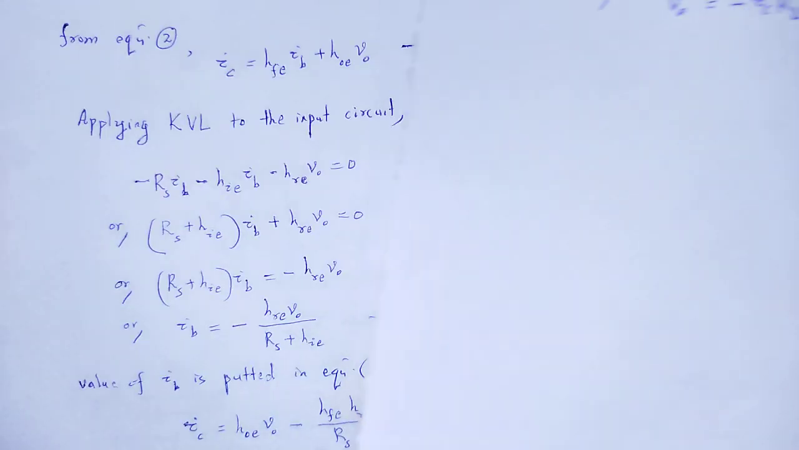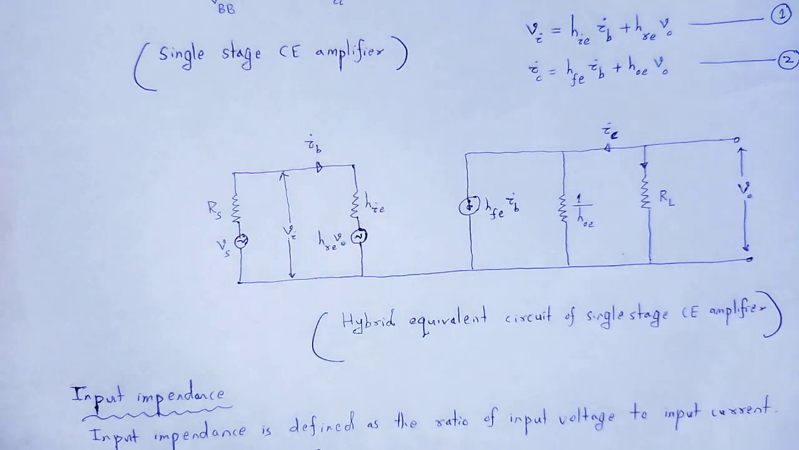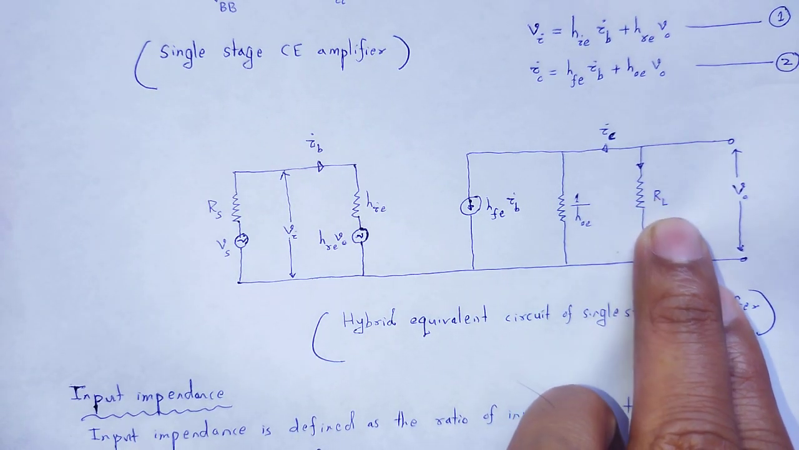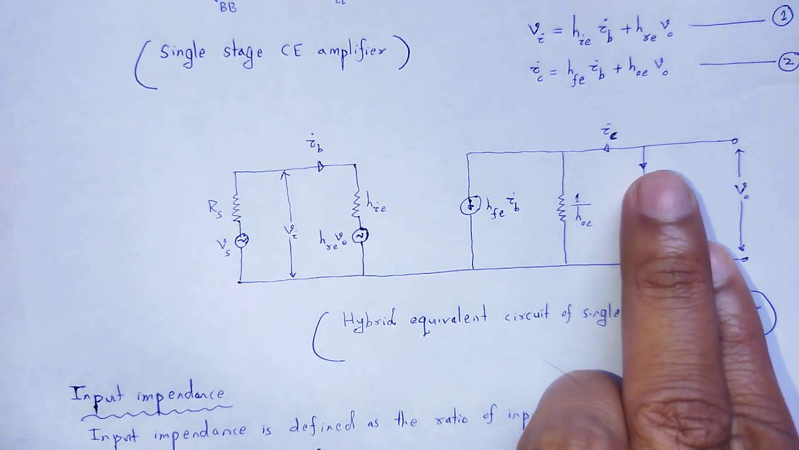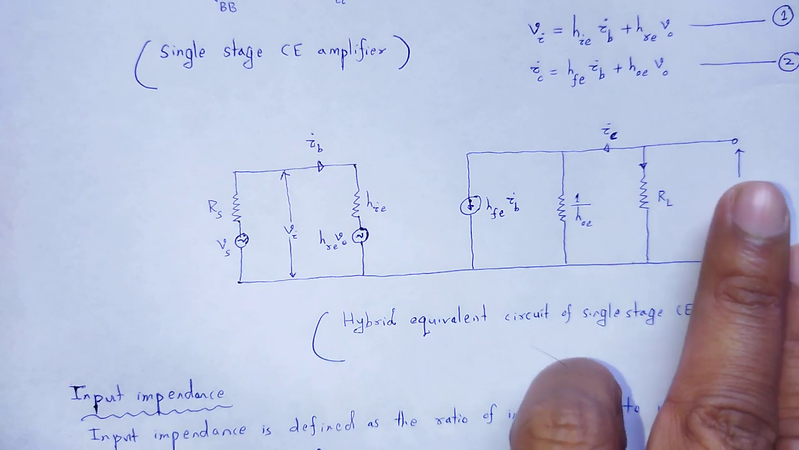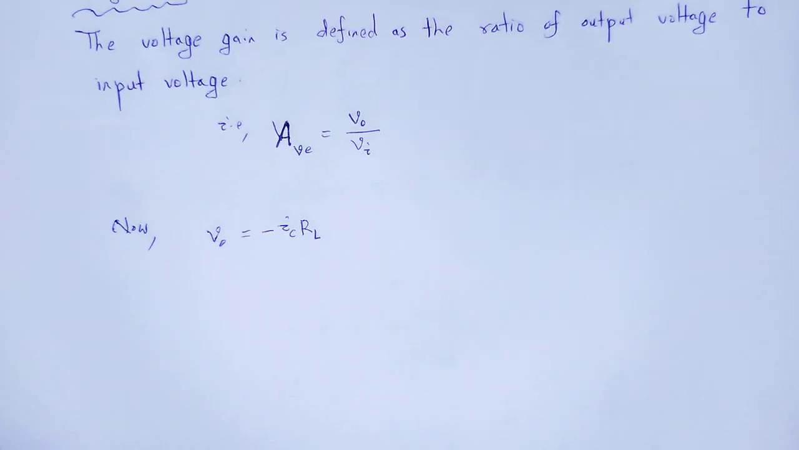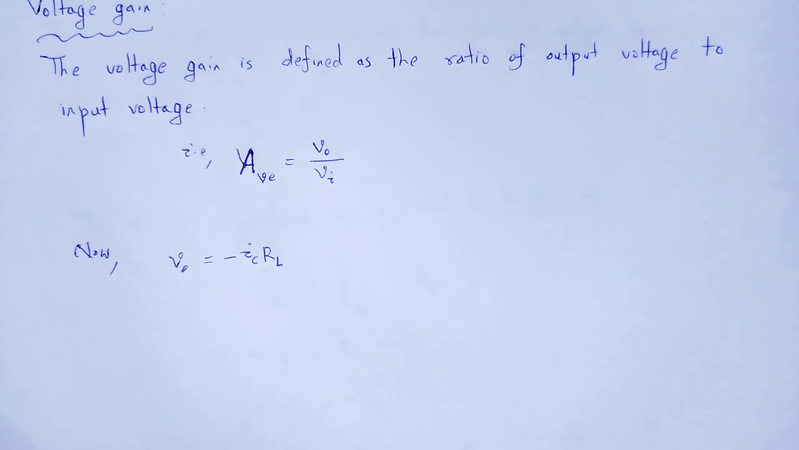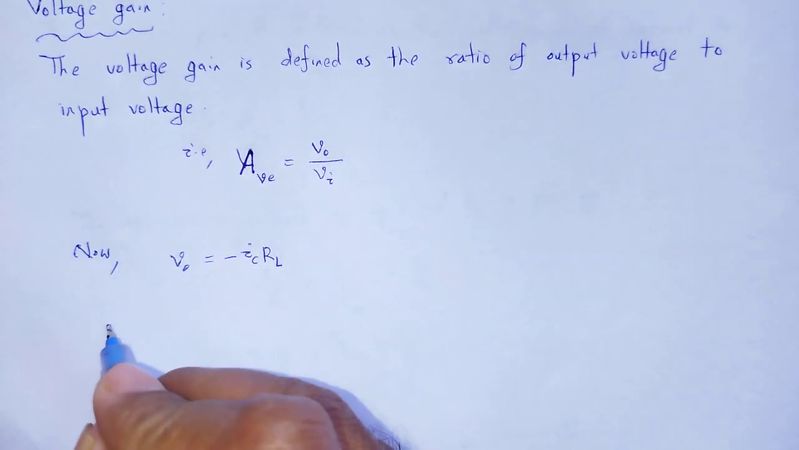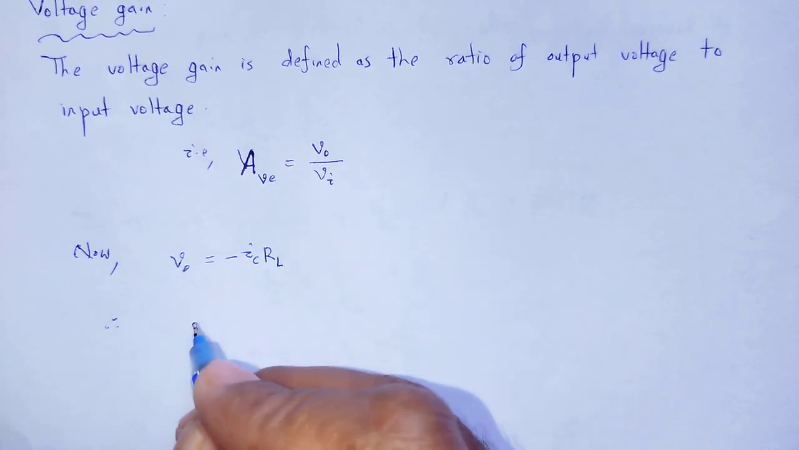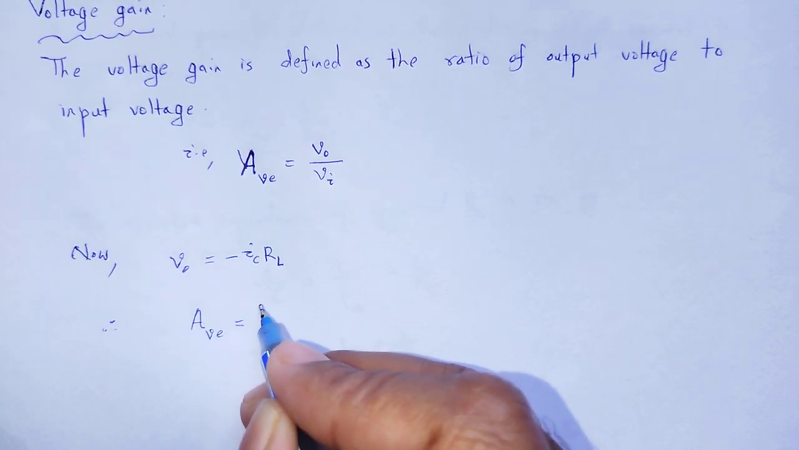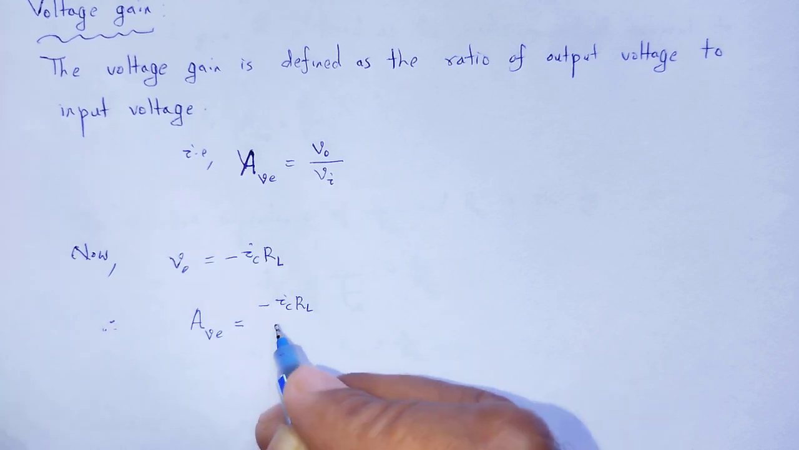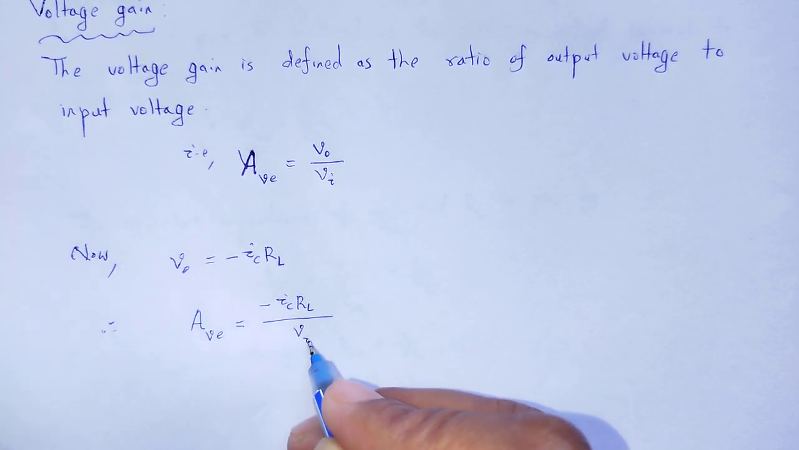Look at that figure. The direction of IC is positive, in that direction it will be negative, so minus IC into RL is the VO, the output voltage. Therefore, the expression for AVE changes to minus IC RL divided by VI.